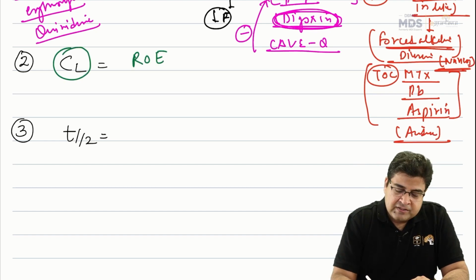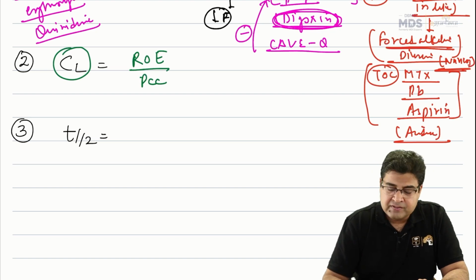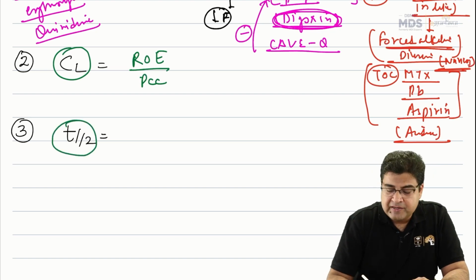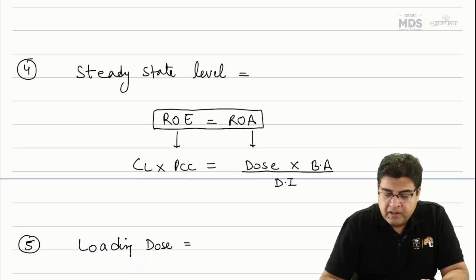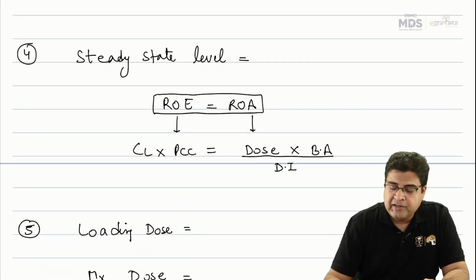Now, in elimination, we have a word plasma clearance. Plasma clearance is given by rate of elimination upon the plasma concentration. This is the clearance. Then we have the half-life of the medicine. Half-life of the medicine is given by 0.693 Vd upon clearance, volume of distribution upon clearance. And then we have the steady state level, guys. So please remember, guys, steady state level of a drug.